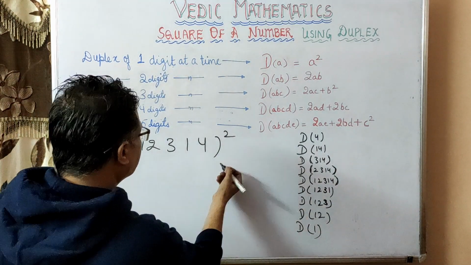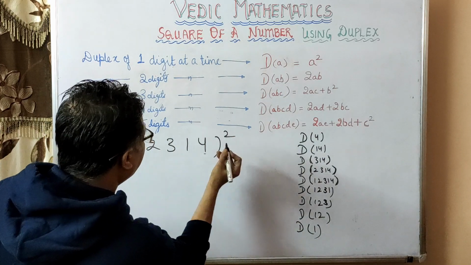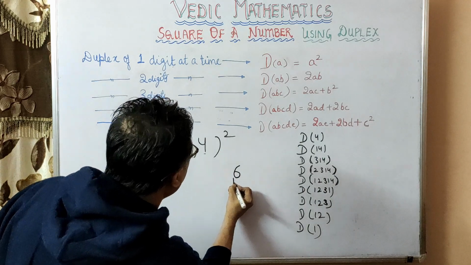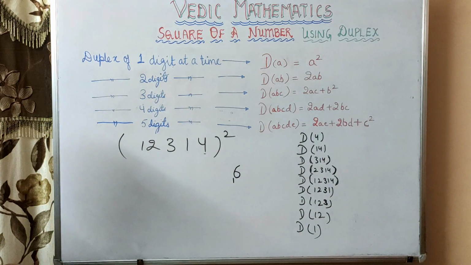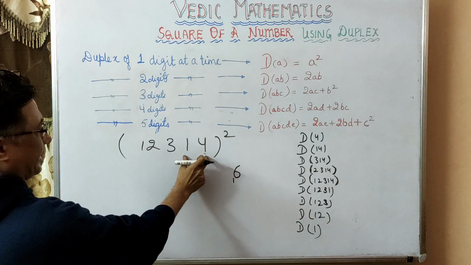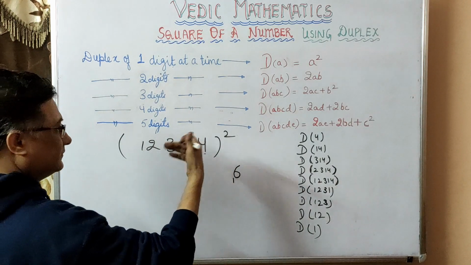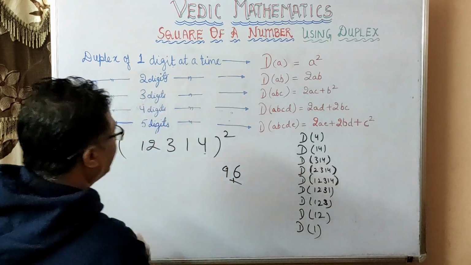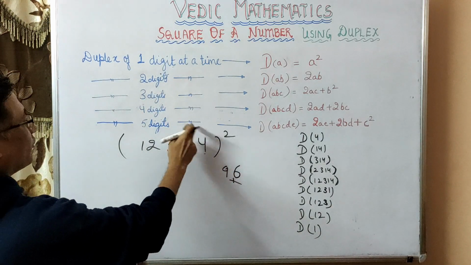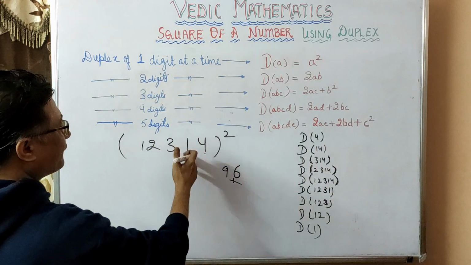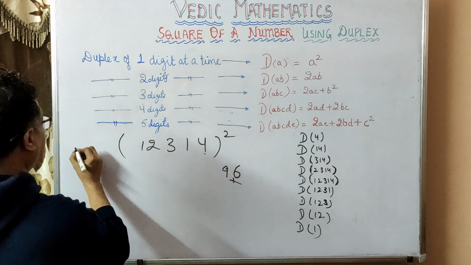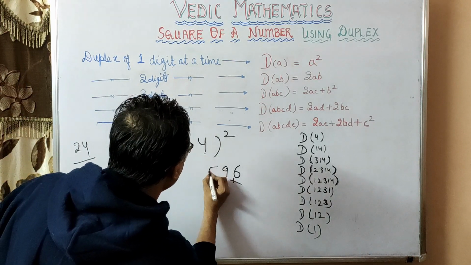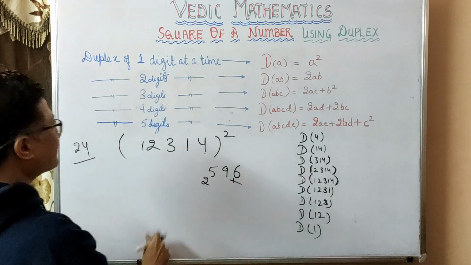So now we start from here. So duplex of 4 is 4 square, 16. 1 is carried forward. Now duplex of 14. 2 at a time. 4 ones are 4. Double it, 8. Add this one, 9. 3 1 4. 4 3s are 12. Double it, 24. 1 square is 1. Add it. 24 plus 1 is 25. So we write 5 and 2 is carried.